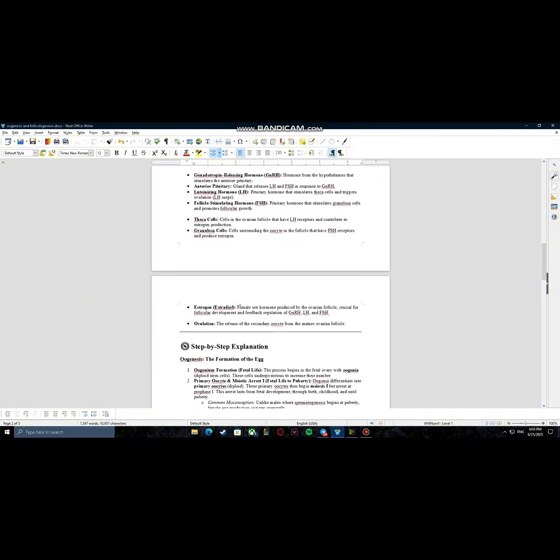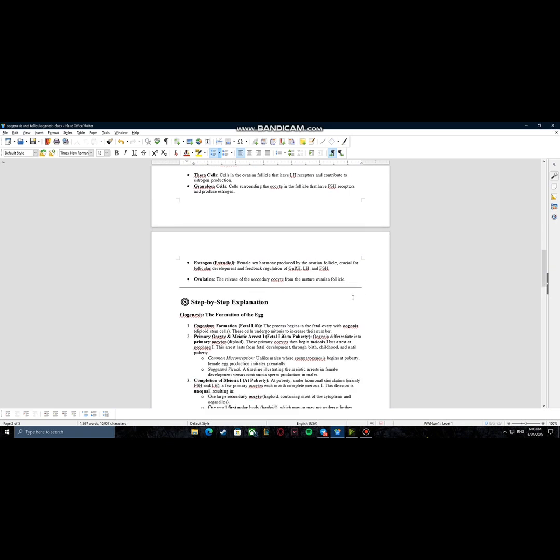Estrogen, or estradiol, is a female sex hormone produced by the ovarian follicle, crucial for follicular development and feedback regulation on the GnRH, LH, and FSH. It does a negative feedback. Ovulation is the release of the secondary oocyte from the mature ovarian follicle, and it happens at day 14.